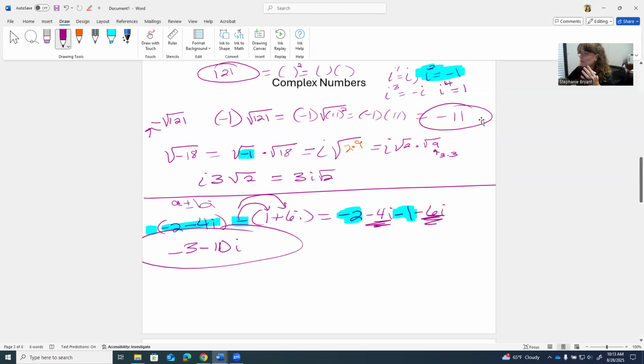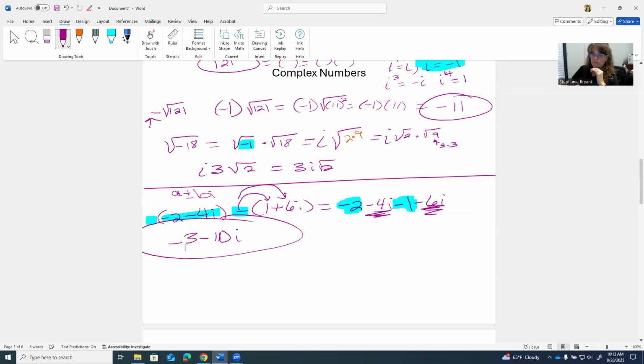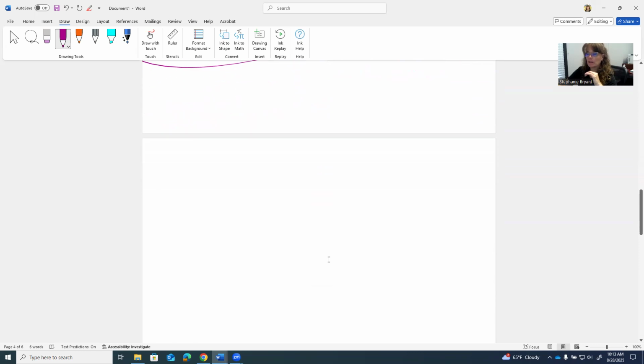So let's solve a multiplication one. All right, so say we have, I got so many pictures, I pulled up a bunch. We have a binomial times a binomial, so we're going to use the FOIL method, right? So what I'm going to do is my first times my first.